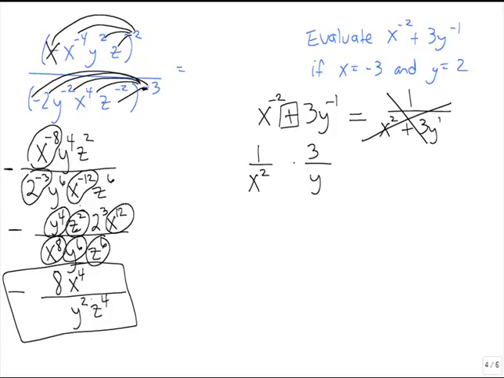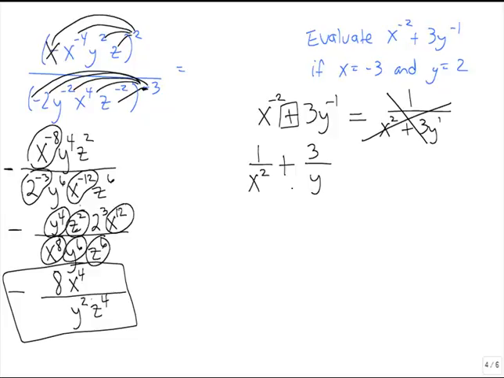So you want to do these two separate expressions separately and then add their results together. So x to the negative 2 plus 3y to the negative 1 should be 1 over x squared plus 3 over y. That's the correct way to flip it. Once you've done that, now we're ready to substitute in our numbers for x and for y.